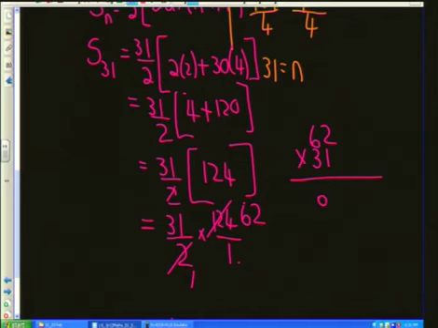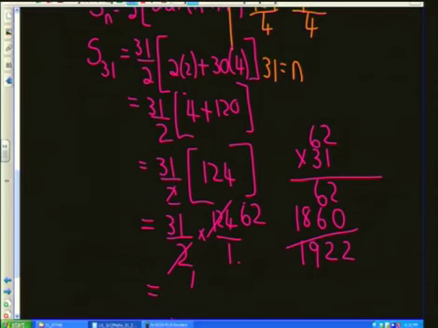So we've got 62 if I times by 1, and if I times by 30, it's going to be 6, and that's going to be 18. And if I add that up, it's 2, 2, carry the 1, 9, 1. So I end up with 1922. Okay, and that's the end of the question.